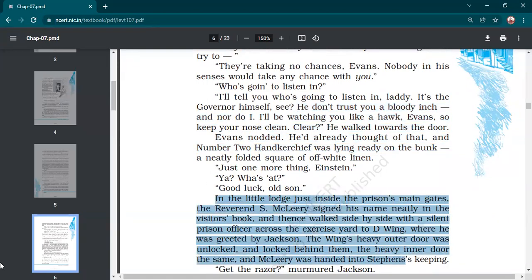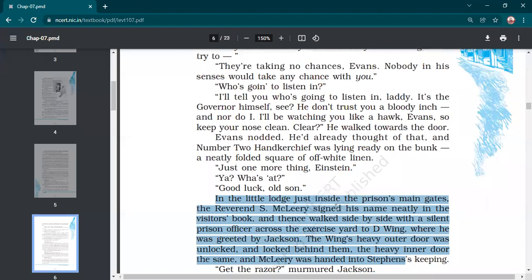In the little lodge just inside the prison's main gates, the Reverend S. McCleary signed his name neatly in the visitor's book, and then walked side by side with the silent prison officer across the exercise yard to the D wing, where he was greeted by Jackson. The wing's heavy outer door was unlocked, the lock behind them, the heavy inner door the same, and McCleary was handed into Stephen's keeping. अब ये देखिए इतने ज्यादा लॉक्स लगाए हुए उन्होंने.